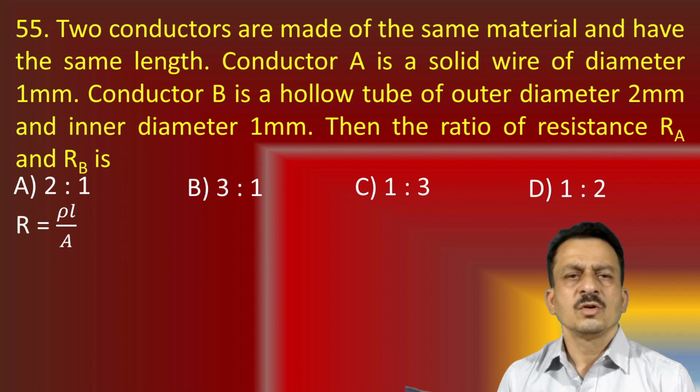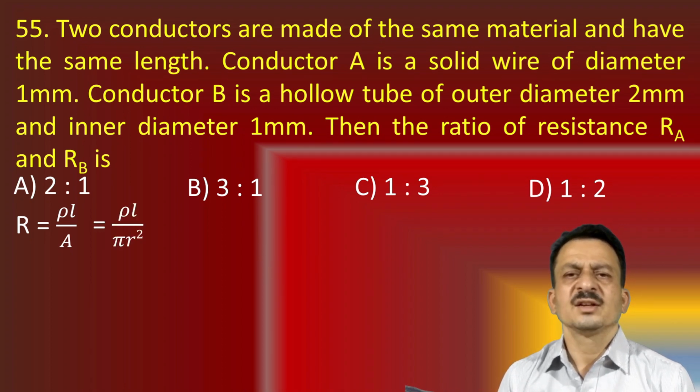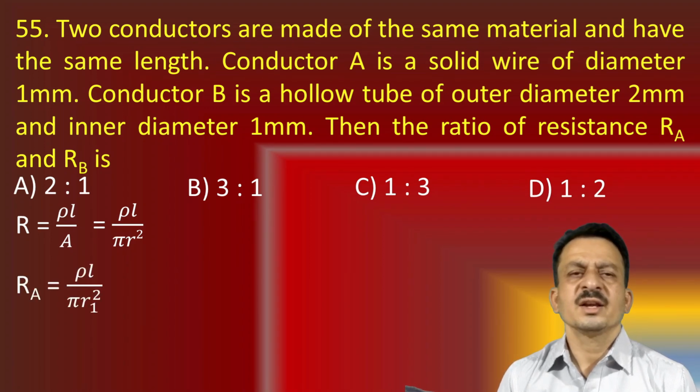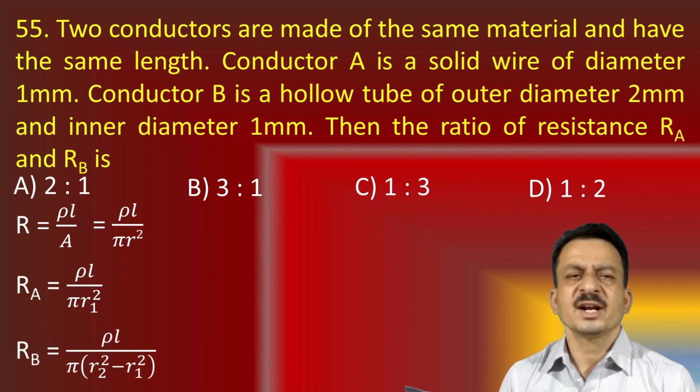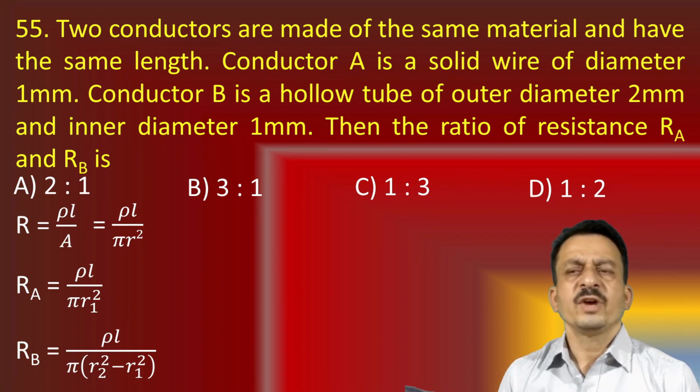Now we know the formula for the resistance. R is equal to rho into L by A. Now area is pi r square. Therefore, R is rho into L divided by pi r square. From that, for the first material, RA is equal to rho into L divided by pi r1 square. And RB for the second material is rho into L divided by pi into r2 square minus r1 square, because it is hollow. B is a hollow tube having the outer and inner radius r2 and r1. Their values are also given. Now we have to find the ratios.